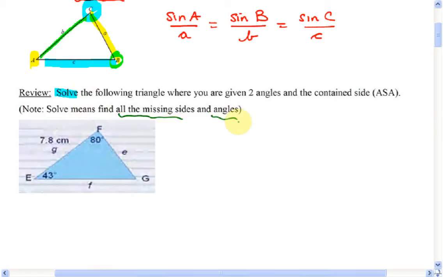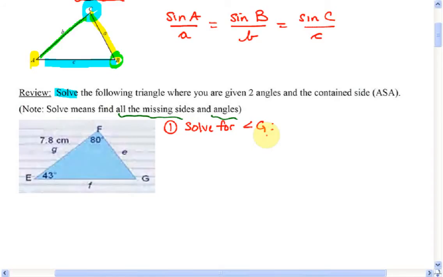So notice in this question, you're going to have to find side E, side F, and also angle G. What would you like me to do first? Solve the angle. It doesn't really matter what order you do this, but Tenacia says solve for the angle. So let's solve for angle G. Good, do the easy stuff first.